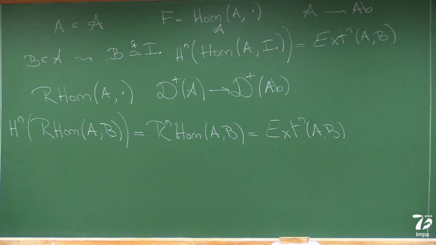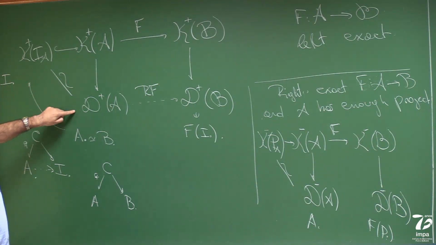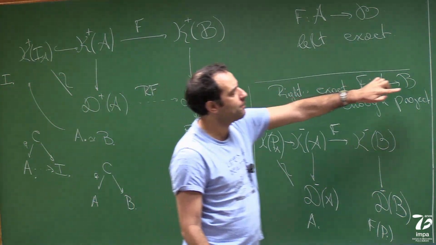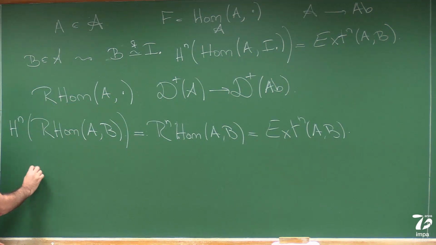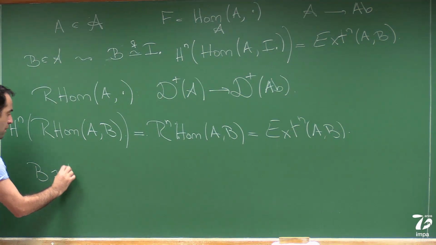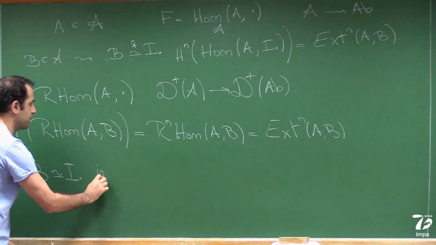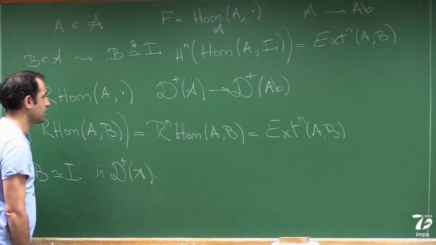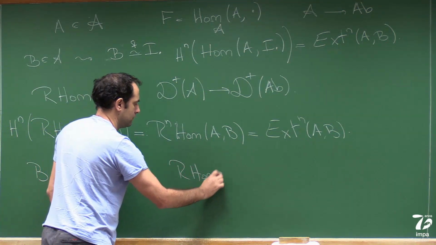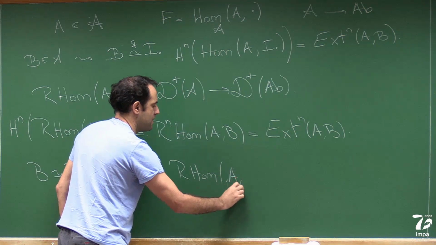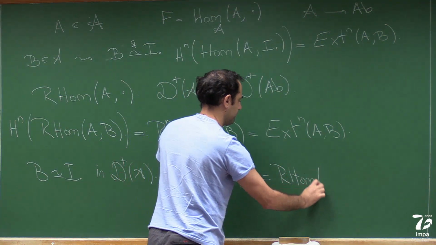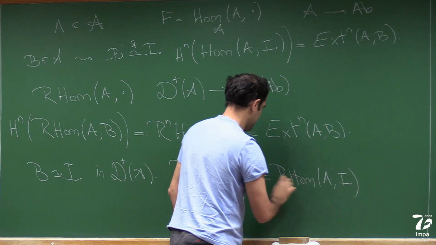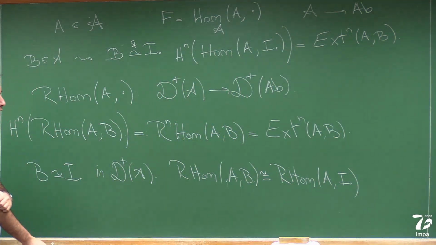But something interesting happens, which is that since I have this equivalence of categories here, I can compute this functor RHom by replacing this B by I. So since I have that B is isomorphic to I, an actual isomorphism in D^+(A), then RHom(A, B) as an object in this category is the same as RHom(A, I). Well, not equal, isomorphic. So that's in this category.